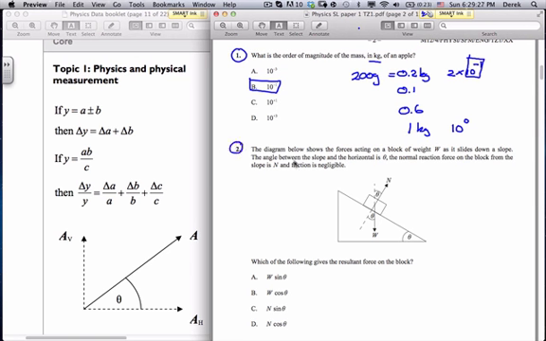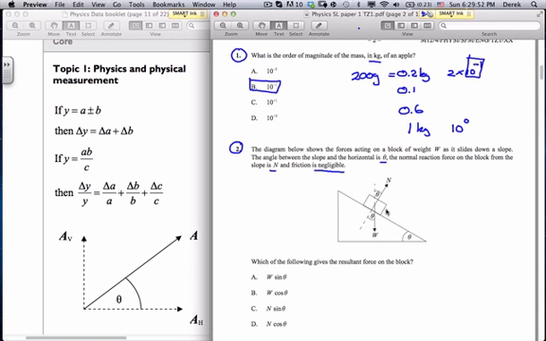So question 2. The diagram below shows the forces acting on a body of weight W as it slides down a slope. The angle between the slope and the horizontal is theta. The normal reaction force on the block from the slope is N, and friction is negligible. So which of the following is the resultant force on the block?